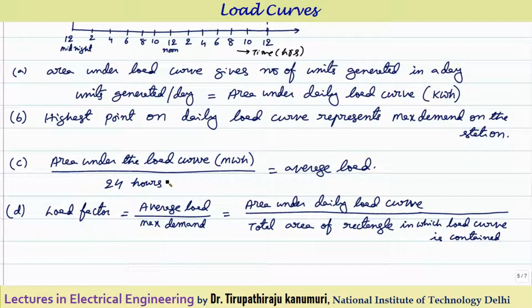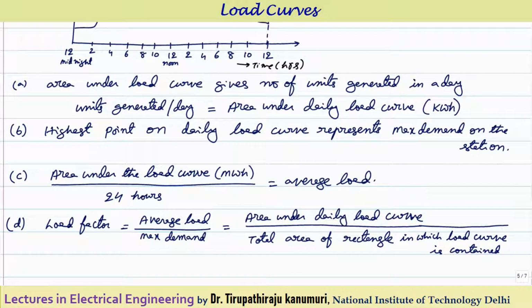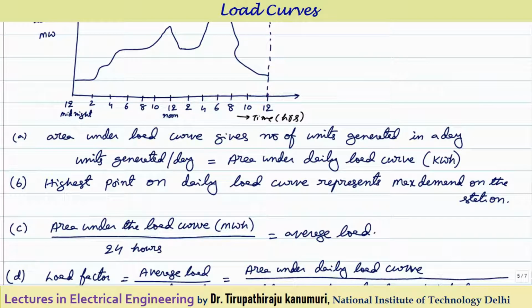Here it is a daily load curve, so we have taken 24 hours. Similarly, I can tell the load factor. Load factor is the ratio of average load to maximum demand. This also we discussed in the previous class. I multiply both numerator and denominator by 24, so average load multiplied by 24 hours gives the area under this load curve.